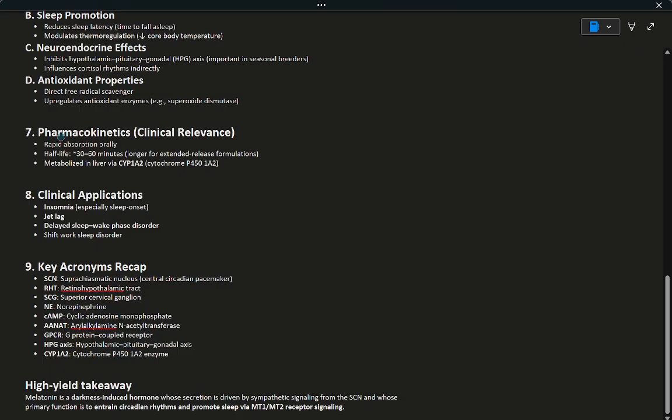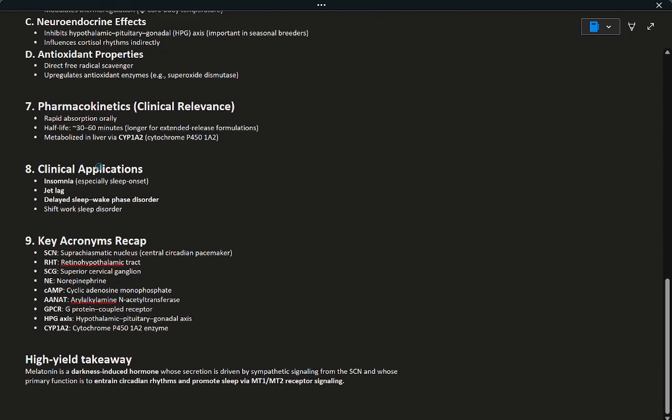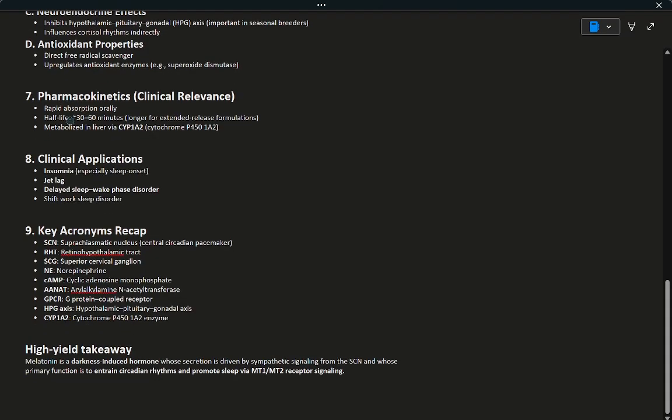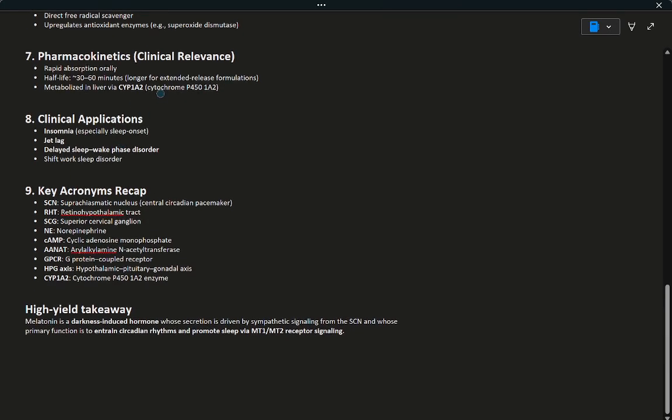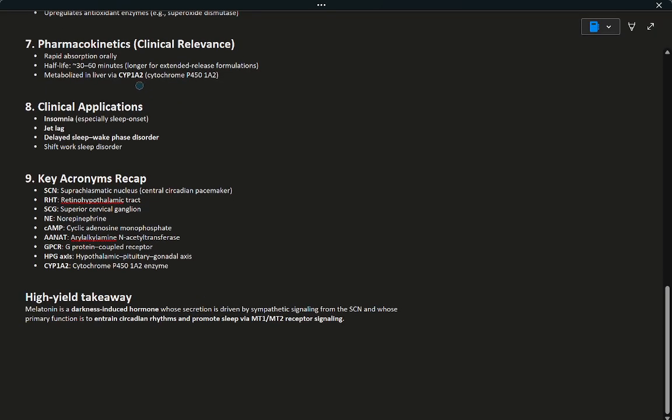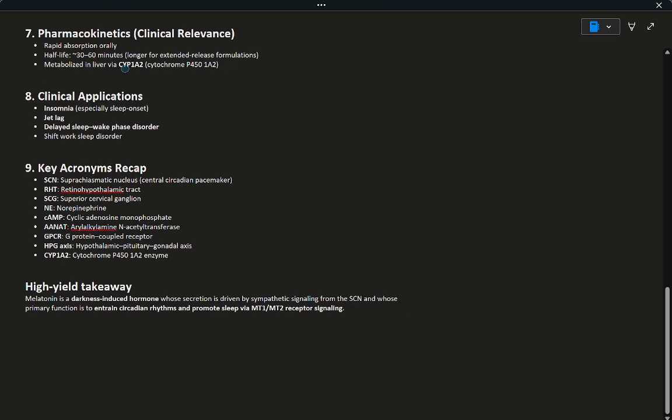And then for pharmacokinetics, it can be rapidly absorbed through oral intake of melatonin, and the half-life of melatonin is approximately 30 to 60 minutes. However, this half-life can be longer for extended release formulations. The oral form of melatonin will be metabolized in the liver through the CYP1A2 enzyme, which is part of the cytochrome P450 1A2 system. CYP1A2 is the abbreviation for cytochrome P450 1A2.